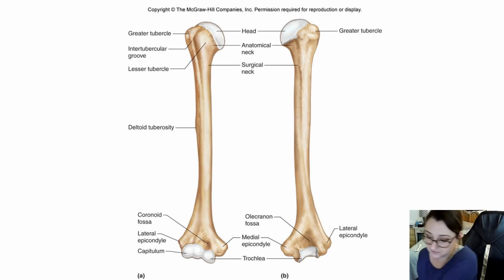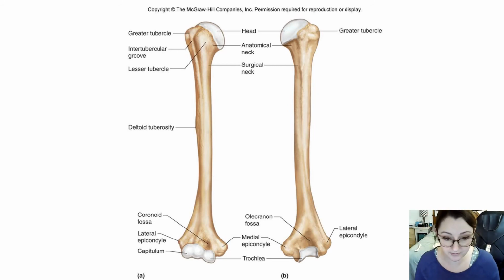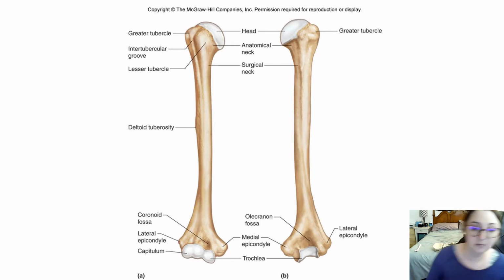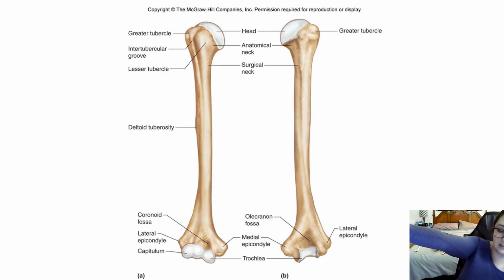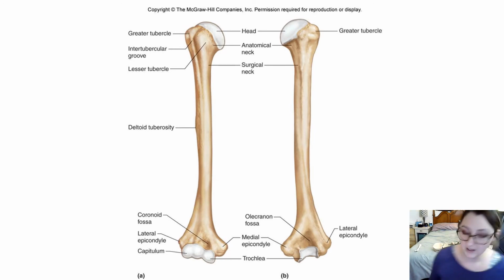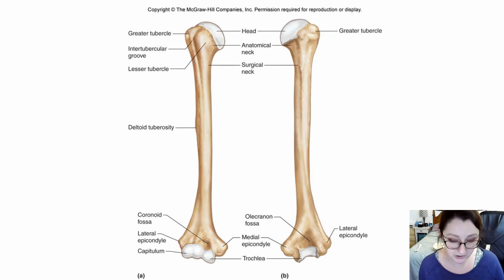Now, if you've ever hit your funny bone, and chances are you have, it's not when you have your arm flat, it's when you have your arm bent and you smack it on something. It's not actually a bone that you're hitting, it's a nerve, the olecranon nerve. And it lives inside of that little fossa. Kind of cool.